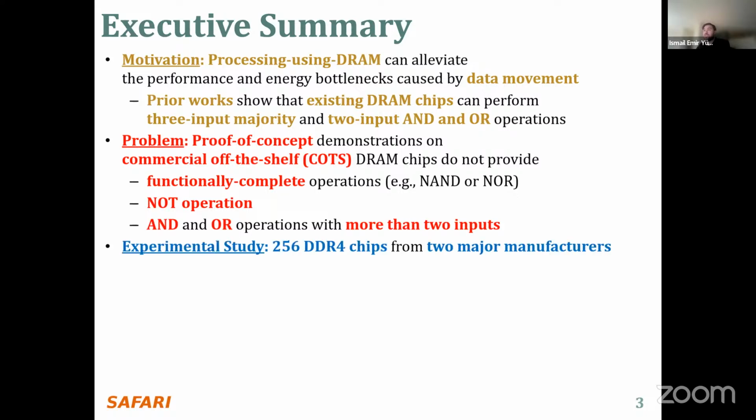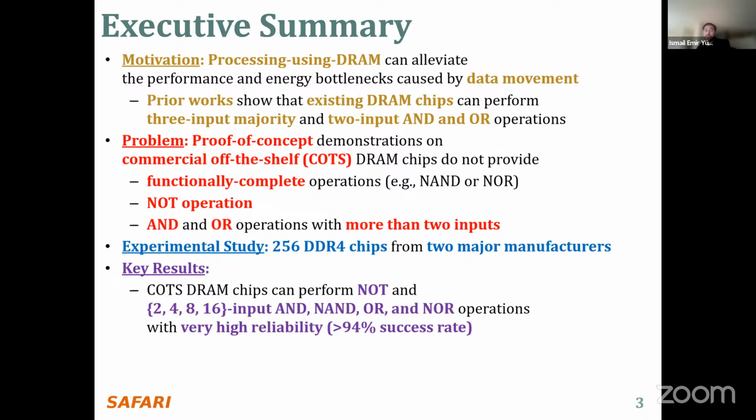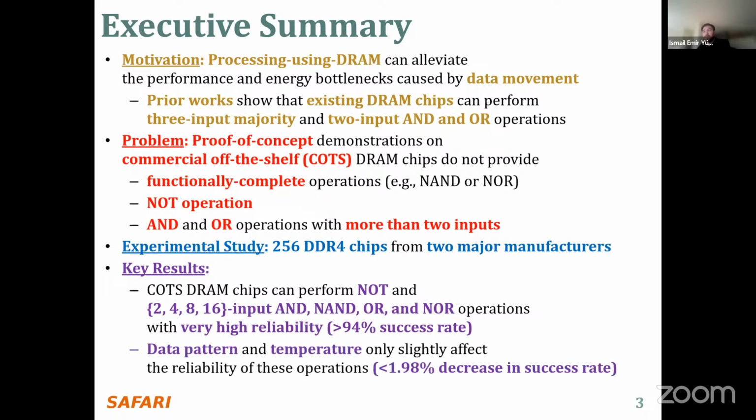In this study, we test a total of 256 DDR4 chips from two major manufacturers, and we observed that off-the-shelf DRAM chips can perform NOT and 2, 4, 8, and 16-input AND, NAND, OR, and NOR operations with very high reliability. Data pattern and temperature only slightly affect the reliability of these operations, less than a 2% decrease.